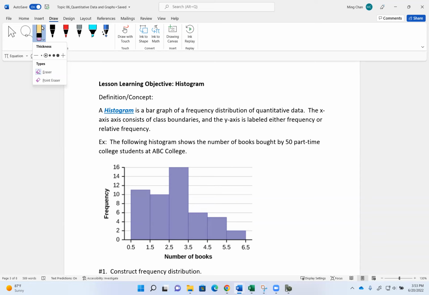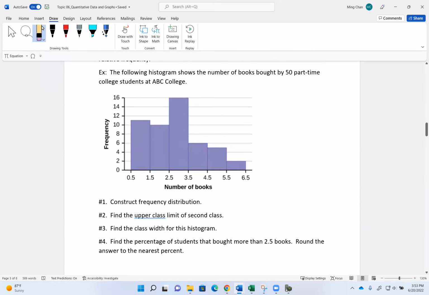So right now, this is the number of books bought by 50 part-time students at a college. So we can see the x-axis is using boundaries. All right, we got 1, 2, 3, 4, 5, 6 bars. That means there are 6 classes. Okay, so let's construct the frequency distribution. So we got 6 classes. So I'm gonna do it right here. We got 6 classes, right? And I'm gonna figure out its frequency.